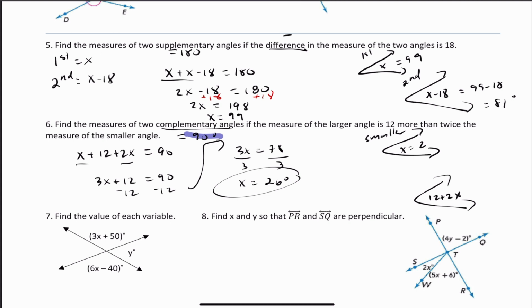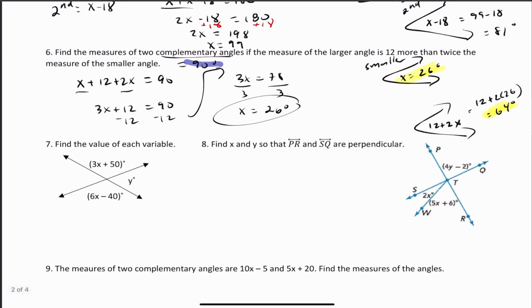So that means the smaller angle is 26 degrees. But for the larger angle, I've got to start replacing that x and then add. So 12 plus 2 times 26, that's 64 degrees. Okay, so those are my two answers here. So let me go highlight the answers for you. And there you have it.